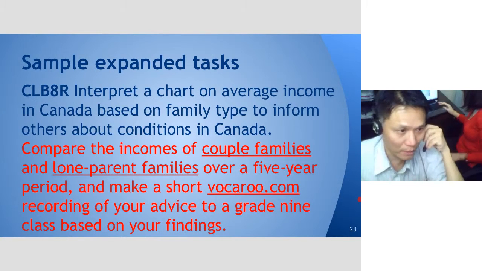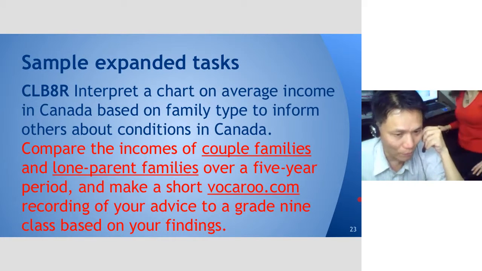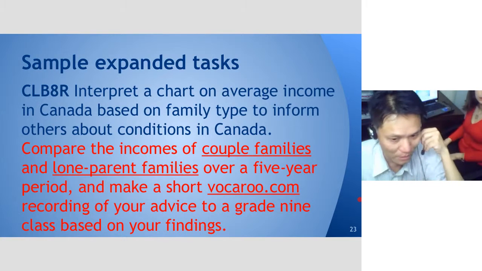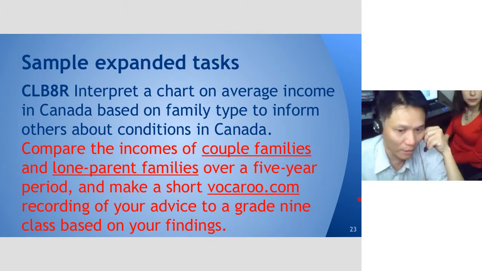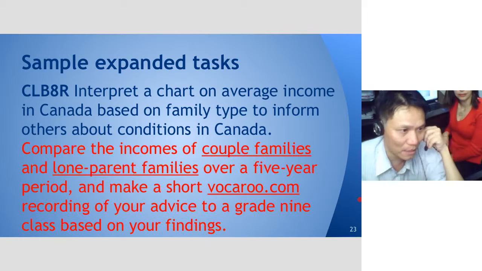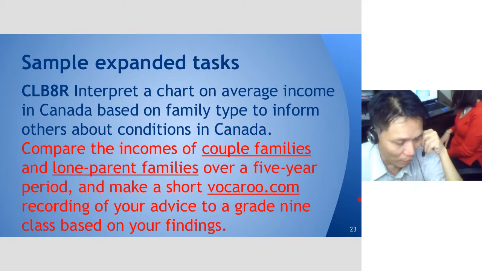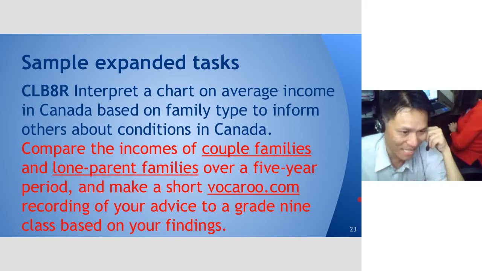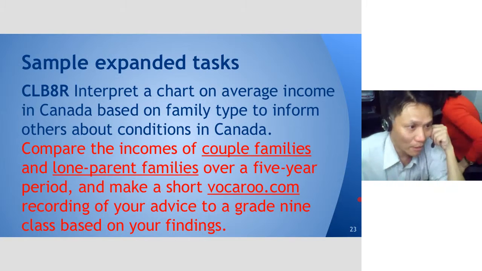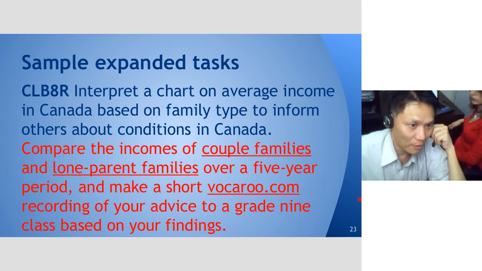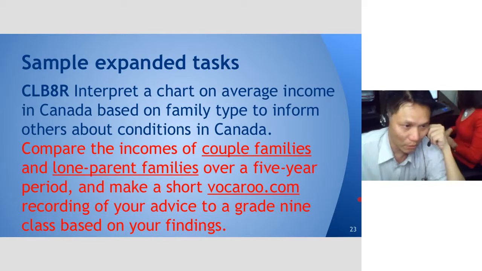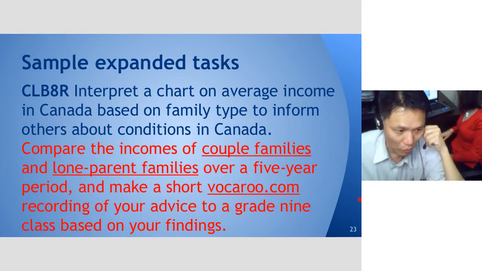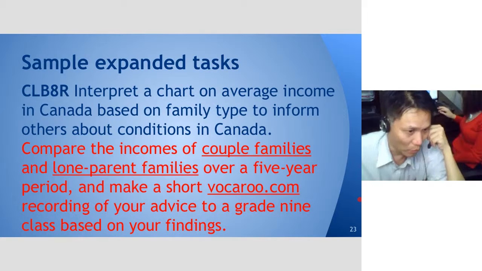I'd like to share some samples of what we could do for different kinds of skills. In this particular example, we have CLB8R, which would be level 8 and a reading skill. Straight right off the CLB 2012 sample questions, we have: interpret a chart on average income in Canada based on family type to inform others about conditions in Canada. Thrown cold at the students, they wouldn't know what to do with it.